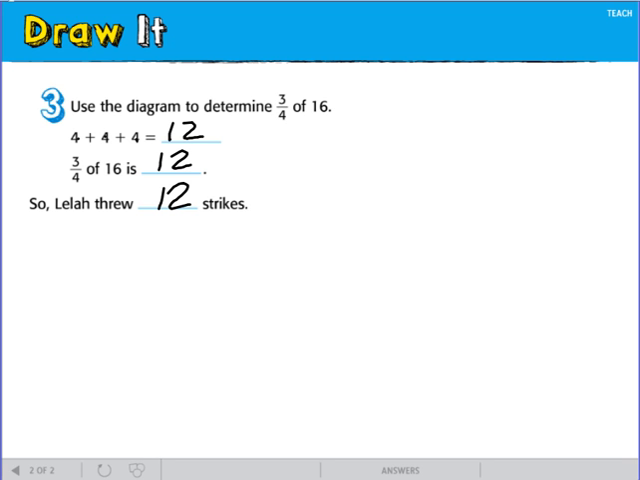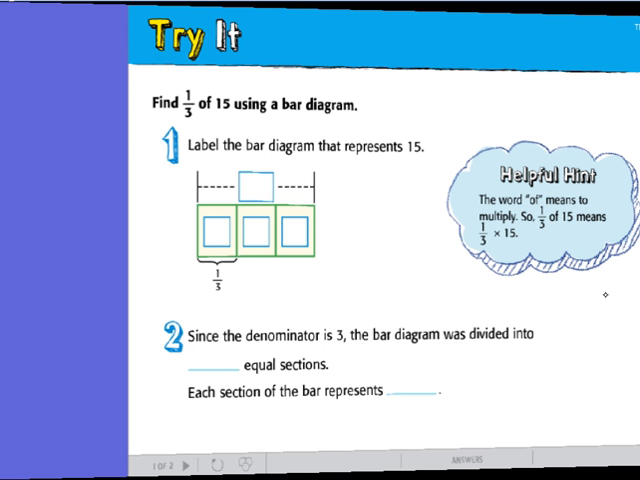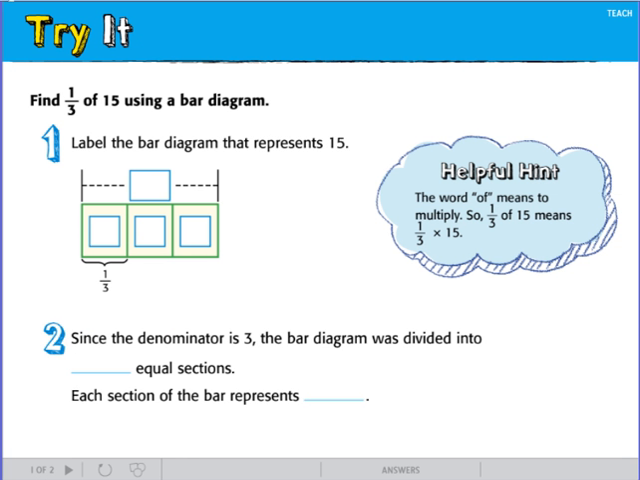What if the number was 12? So 3/4 of 12 is 9. So you can't multiply the 4 and 3 together. Do you always switch it? We'll do another example.